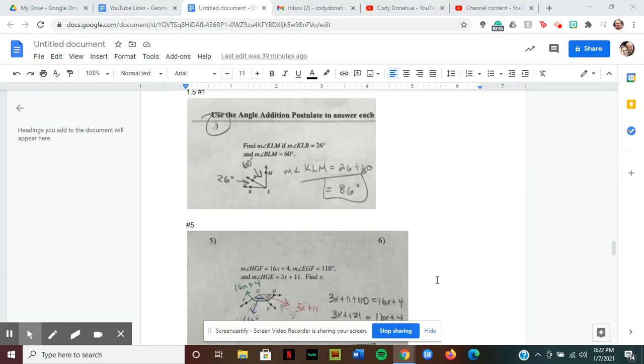All right, so in 1.5 we covered the angle addition postulate, which, if you remember from section 1.4, the segment addition postulate, they're both kind of similar to each other. The angle addition postulate tells me that if I have one big angle and I cut it into two smaller angles, the measure of the two smaller angles added together will equal the measure of the one big angle.